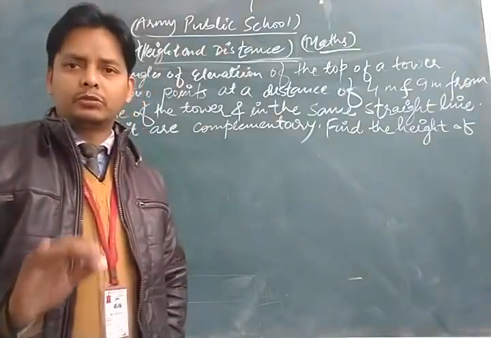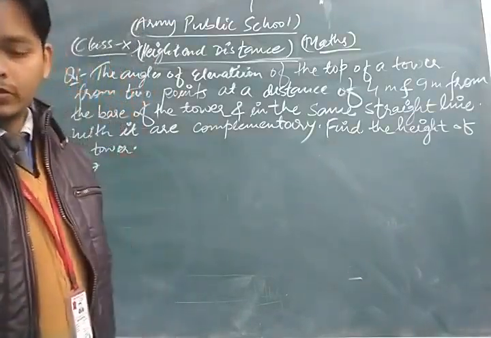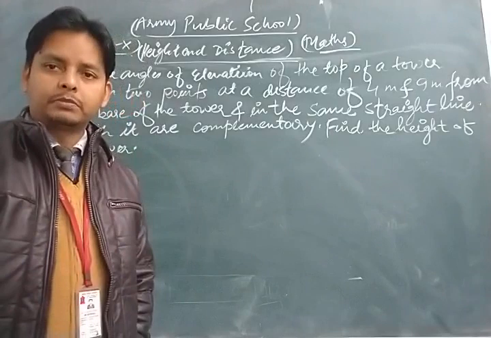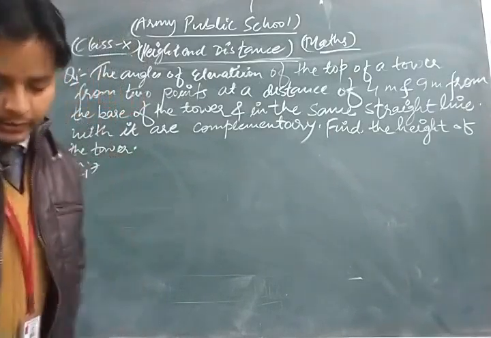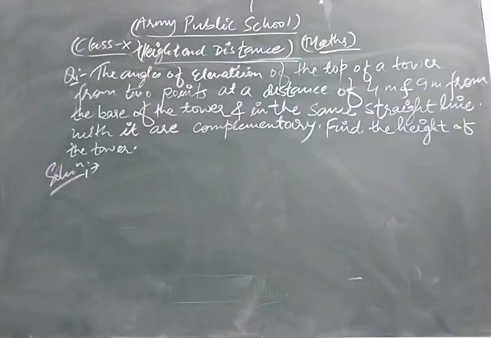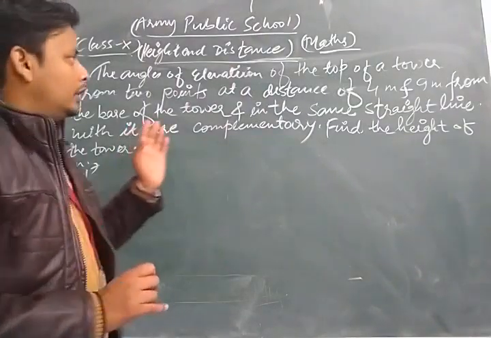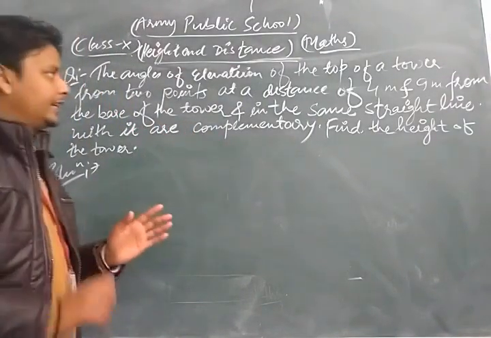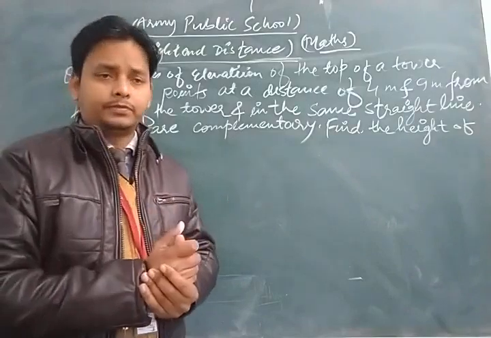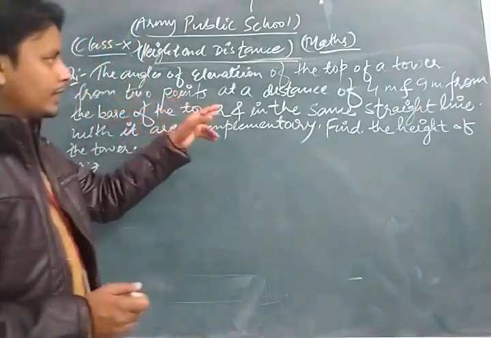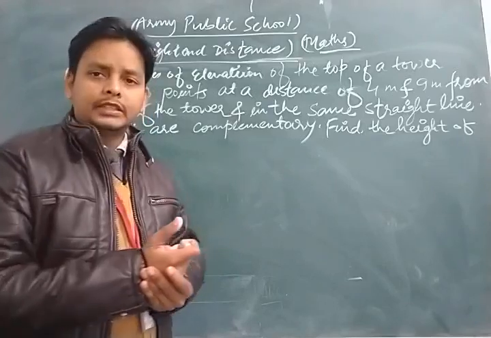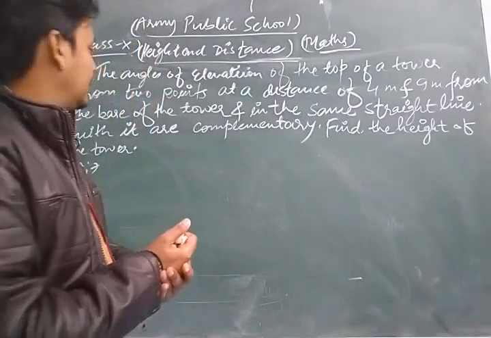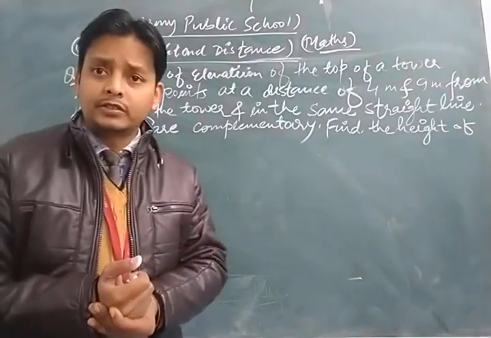So dear students, this is one of the most important questions of your syllabus, so please concentrate on this question, which is very important for your upcoming examination. Okay, let's see. Here the angles of elevation of the top of a tower from 2 points at a distance of 4 meter and 9 meter from the base of the tower and in the same straight line with it are complementary to each other.